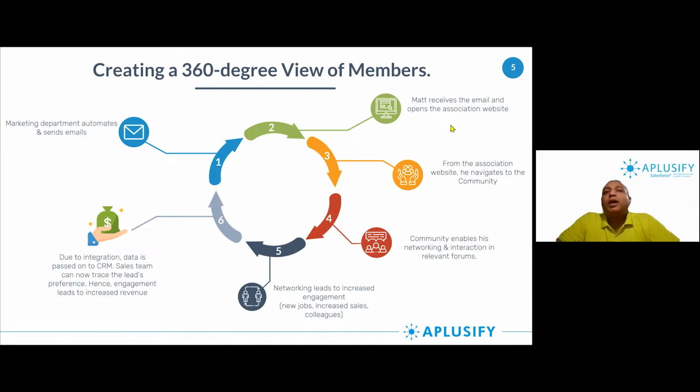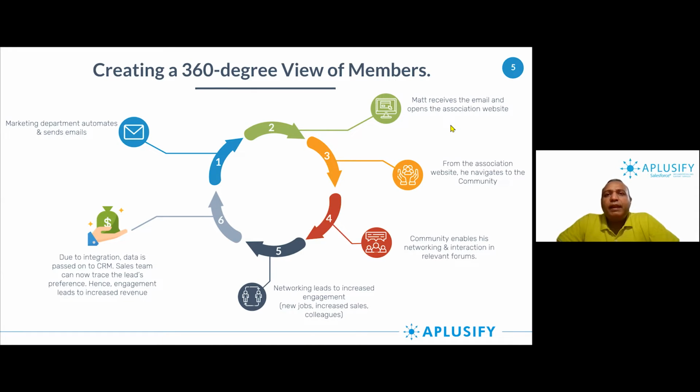So he can actually navigate to the community and start interacting with different members in the relevant forum. Once the networking starts, it obviously leads to increased engagement. And since all this activity the user is doing on your association website gets stored in your Salesforce CRM or your AMS, you are actually tracking the lead in your system.